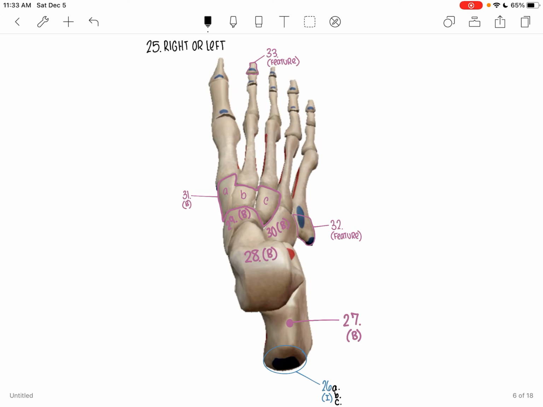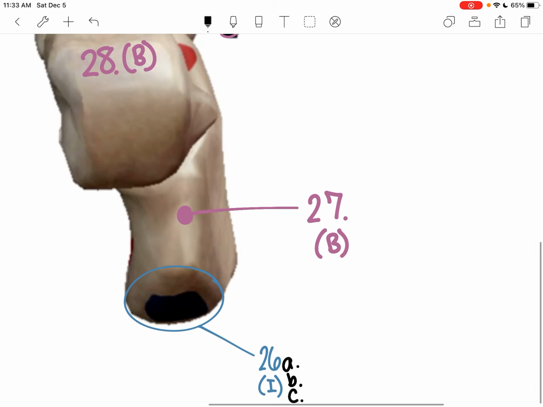All right, so hopefully you can see that this is a right foot, because we have the big toe here. And number 26. Down here, right at the back of the calcaneus, this is going to be the insertion for the triceps surae: gastrocnemius, the soleus, and the plantaris.